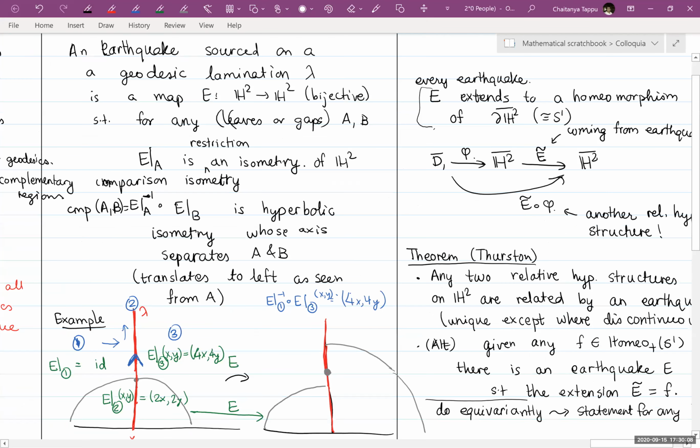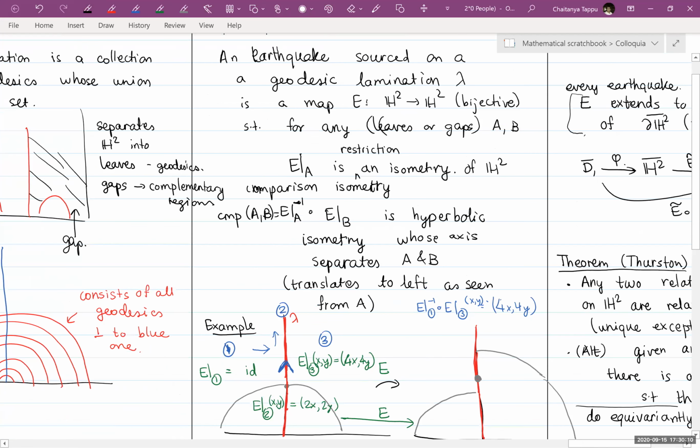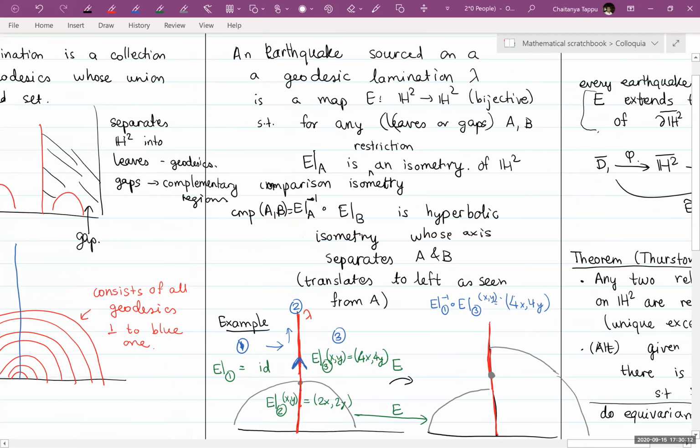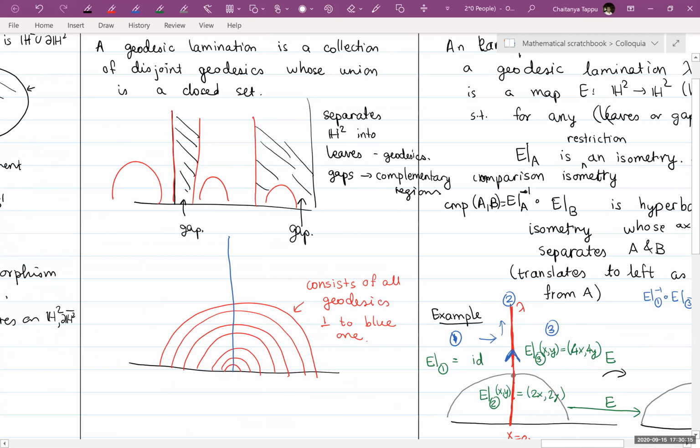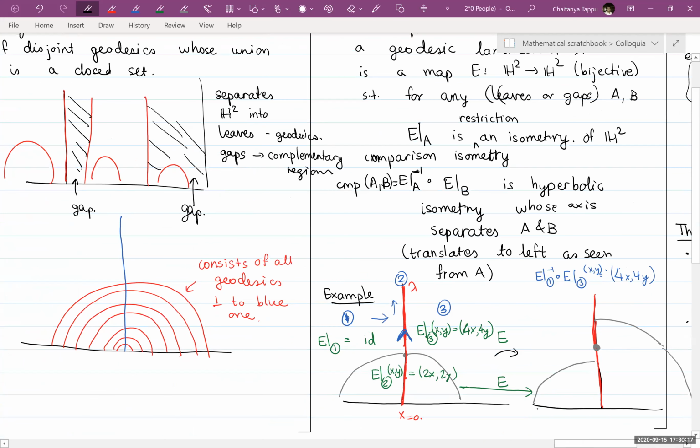Yeah. So one of the questions that I'm trying to figure out is, I just gave you one example of an earthquake, and that was very simple, consisted of just one geodesic. What about a lamination like this? What are all the earthquakes sourced on this lamination? And yeah, I think that's all I wanted to say.